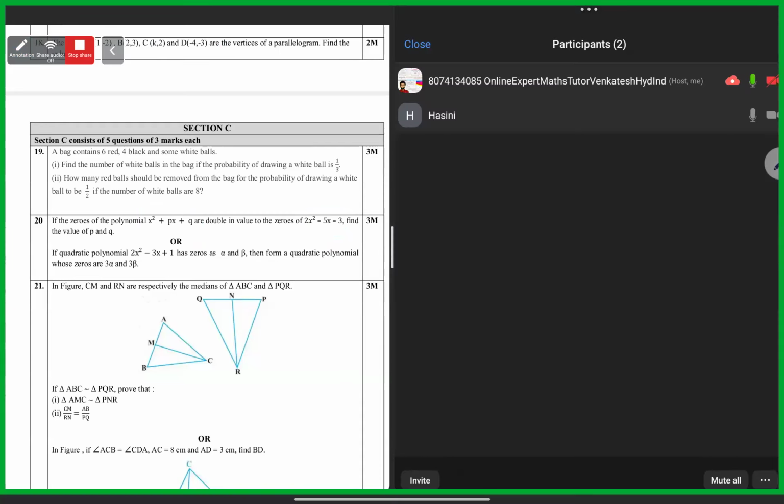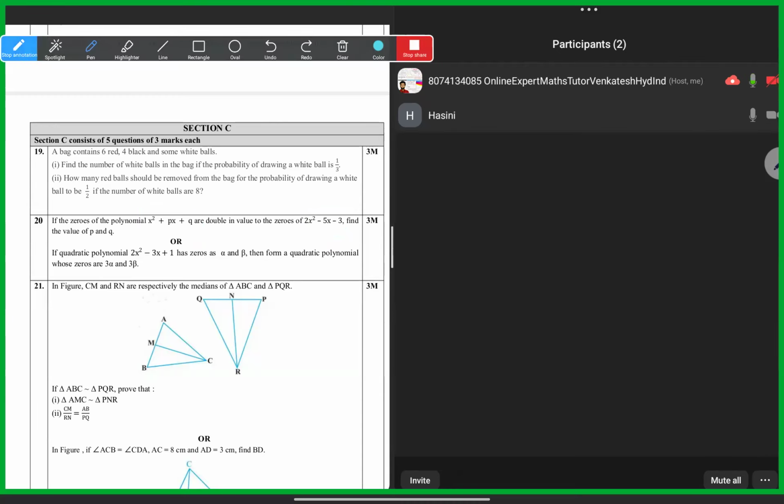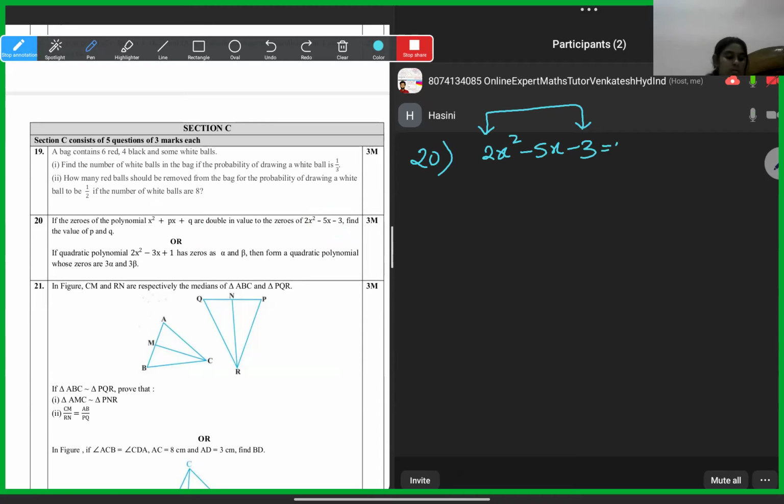So let us find the zeros of the second polynomial first, Hasni. The second polynomial is 2x square minus 5x minus 3. You can see the product is 6. I'm finding the zeros, so equating it to 0. So, Hasni, minus 6x will split as minus 2x, minus 3x.